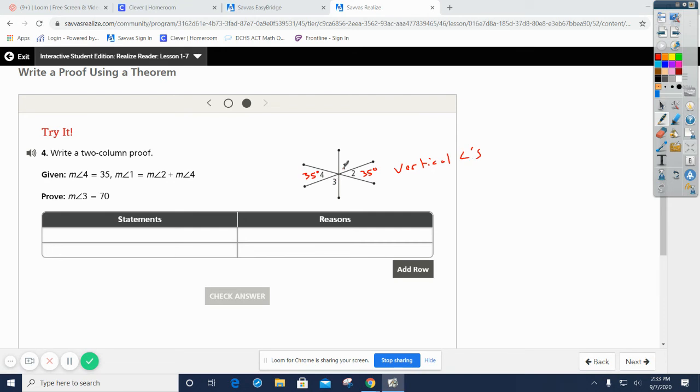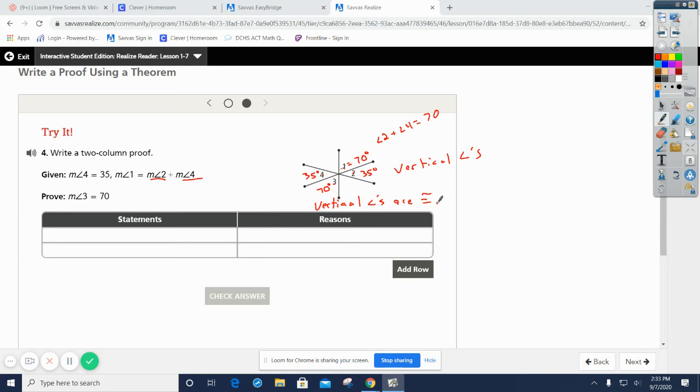Well, remember it said over here that angle 1 is angle 2 plus angle 4. So if you add 2 and 4 together, you're going to get 70, right? Angle 2 plus angle 4 equals 70. So angle 1 equals 70. And then look, angle 1 and angle 3, what are those? Those are vertical. So angle 3 has to equal 70 because vertical angles are congruent.